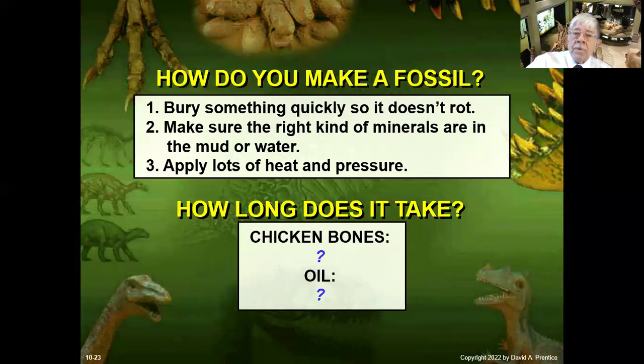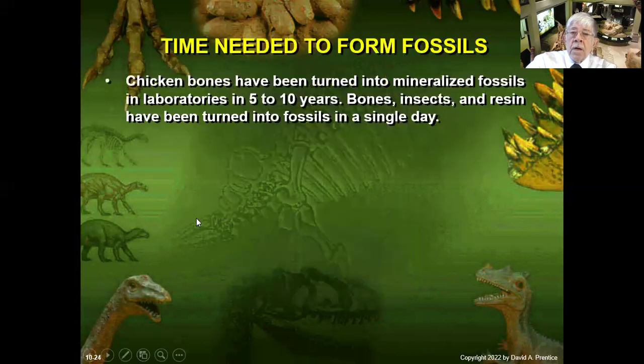So you have to bury something quickly so it doesn't rot. You have to make sure that you have the right kind of minerals in the mud or water, and you have to apply a lot of heat and pressure. So how long does this take? How many millions of years? This experiment has been done on chicken bones many, many times. And it turns out that chicken bones can turn into mineralized fossils in 5 to 10 years.